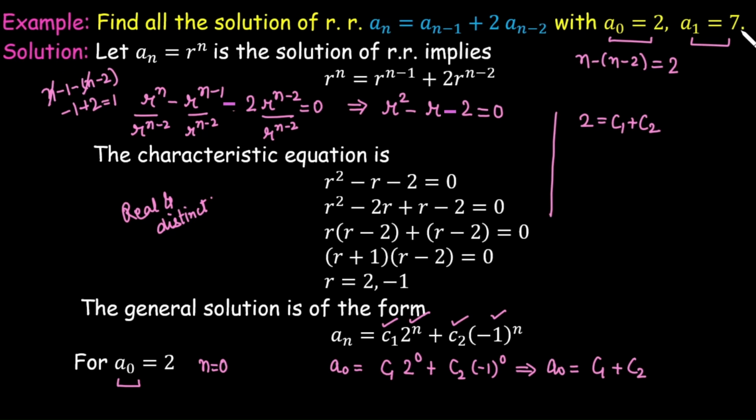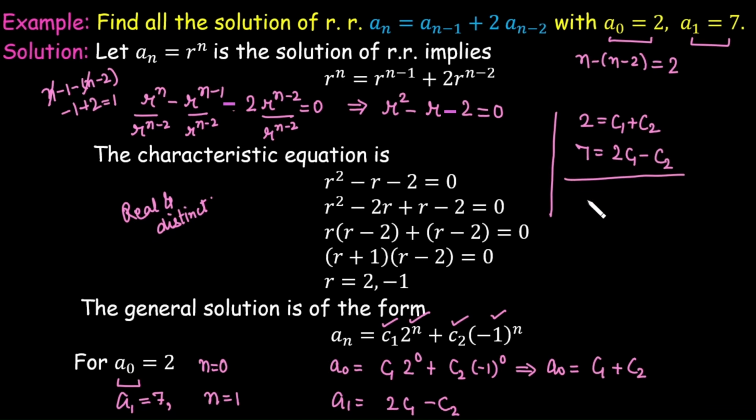Next condition we have a1 is equal to 7. It means for a1 is equal to 7, we can substitute n is equal to 1 in this relation. For this, we have a1 is equal to 2 times C1, and when you put n is equal to 1, we are getting a negative of C2. So from here we are getting 7 is equal to double of C1 minus C2. Add these two. So we have 2 plus 7 as 9 is equal to 3 times C1, and the value of constant C1 is equal to 3. Substitute in the first case, we have 2 is equal to 3 plus C2. This implies the value of C2 is equal to negative of 1.